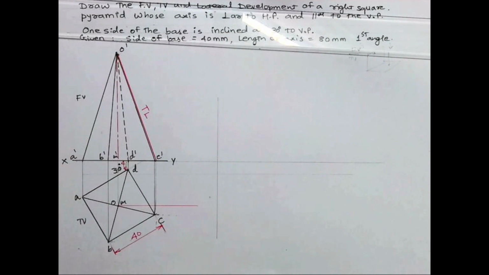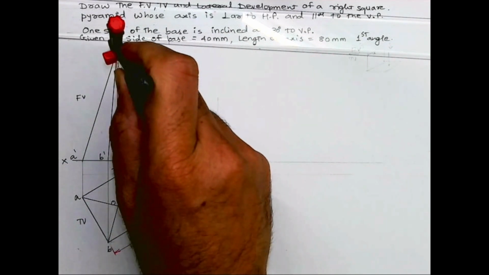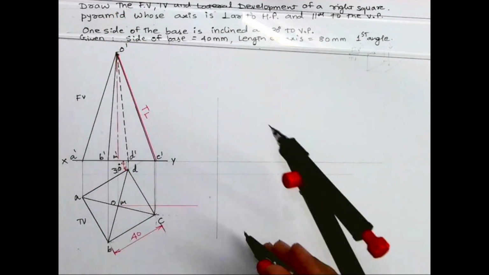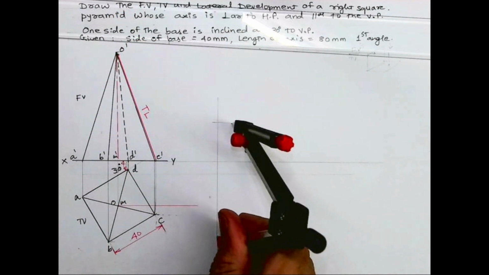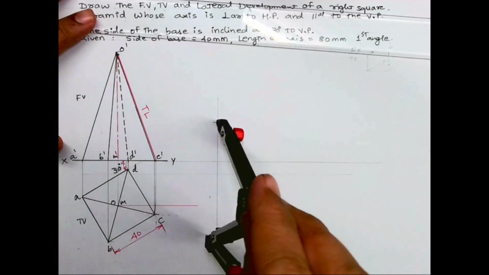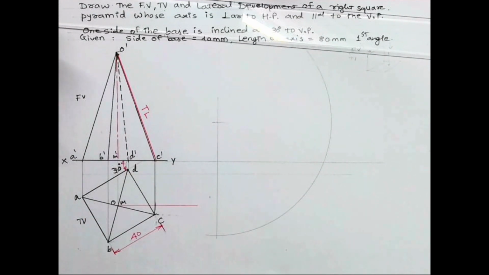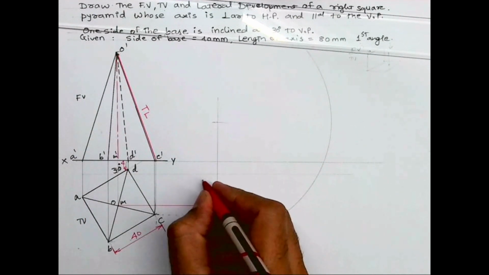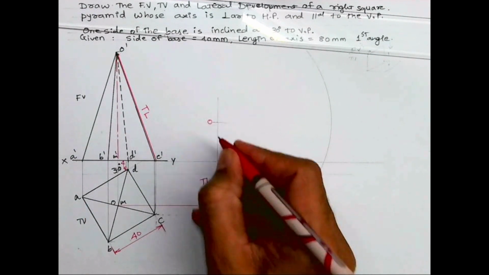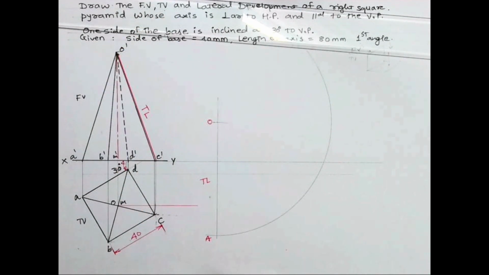Now you take this true length and you cut on this vertical line. So this is point O, O to A, and now you rotate. This is what we are doing, development. This is the true length, this is O, this is A. I can write anything, A, B, C, D. I'm writing A.